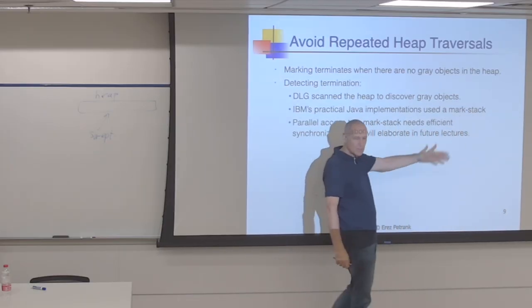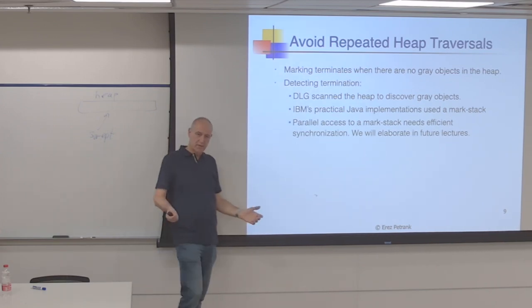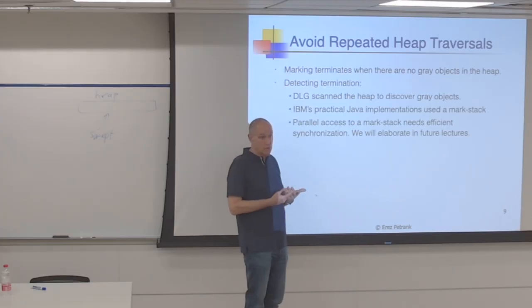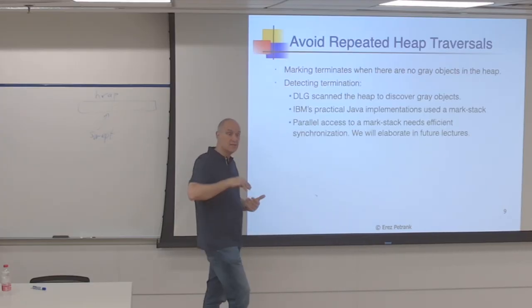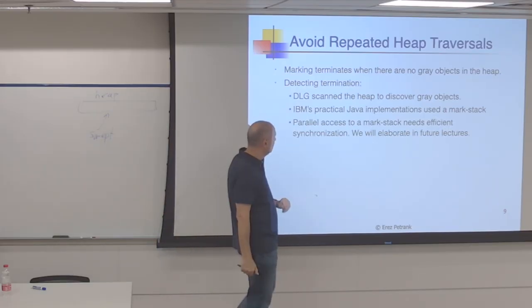And later we'll talk about the implementation, but there is a stack where, whenever I create a gray object, I put it in the stack. Whenever I need to trace a gray object, I take it from the stack. I don't go over the entire heap to look for a gray object if I need one.